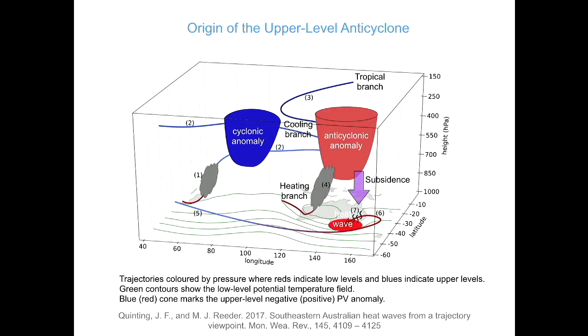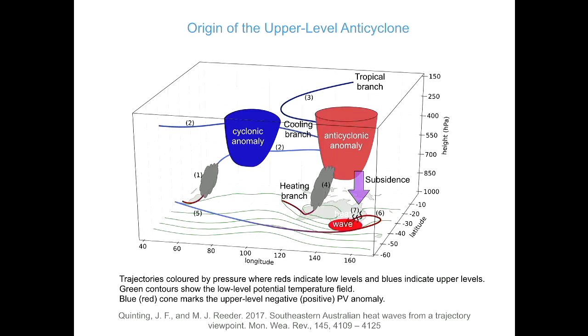All right, now, I'm going to shift gears a little bit. This is my contention, this is how heat waves work, and I'll come back and fill in the details. So far, here we have Australia. Here we have a big upper anticyclonic anomaly. This is a schematic. Where does the air come from that forms this upper anticyclonic anomaly? Where does the air come from that forms this low-level anomaly, whatever that is, the heat wave?